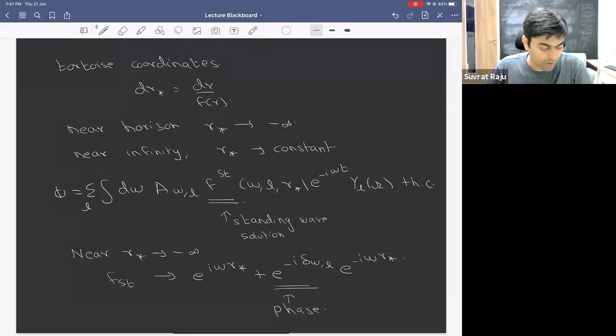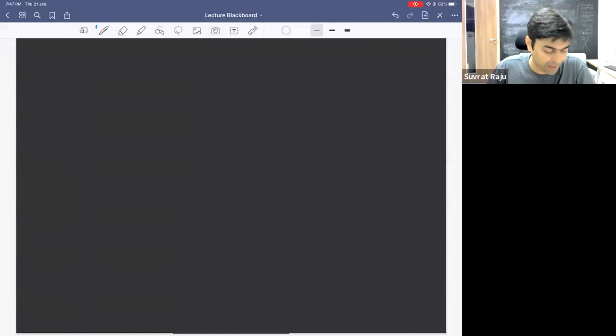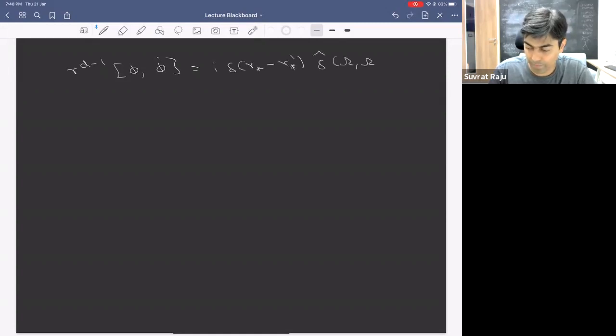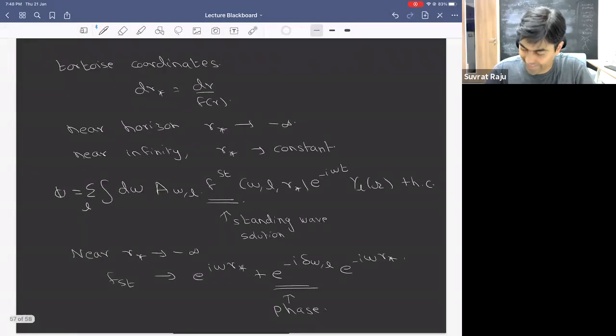You see, the point is that the field has to obey canonical commutation relations. So the canonical commutation relations are that phi and phi dot look like delta in the tortoise coordinates, into some sphere delta function. So the canonical commutation relations, once you put in the factors, look like this. But now think of putting in this expansion that you have here and trying to satisfy the canonical commutation relations near the horizon.